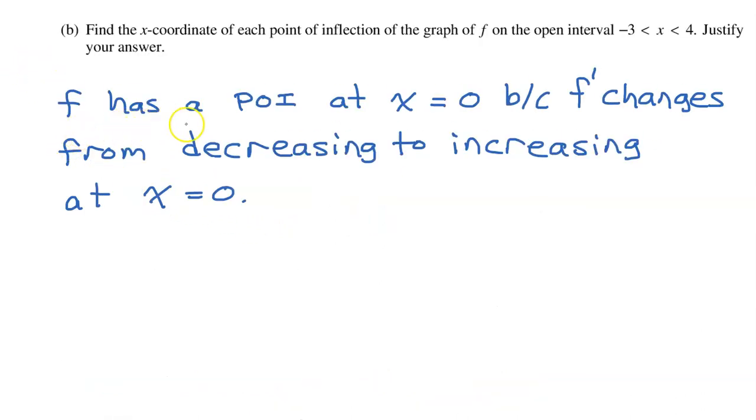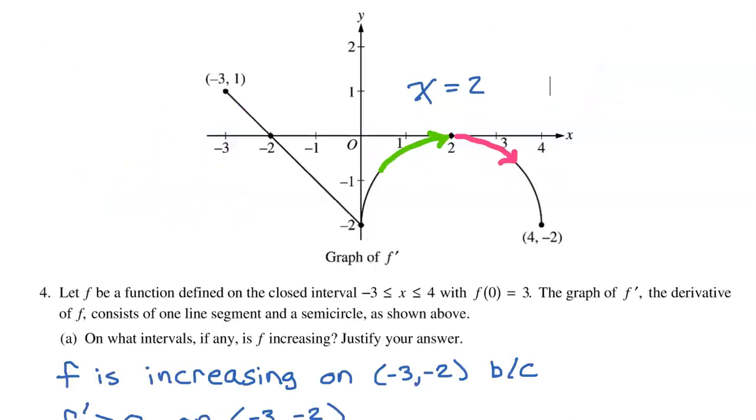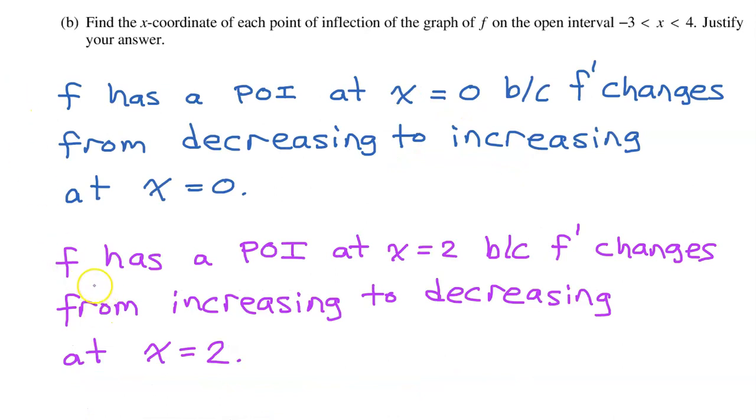We say f has a point of inflection at x equals 0 because f prime changes from decreasing to increasing at x equals 0. Notice that f prime changes from increasing to decreasing at x equals 2. So we say f has a point of inflection at x equals 2 because f prime changes from increasing to decreasing at x equals 2.